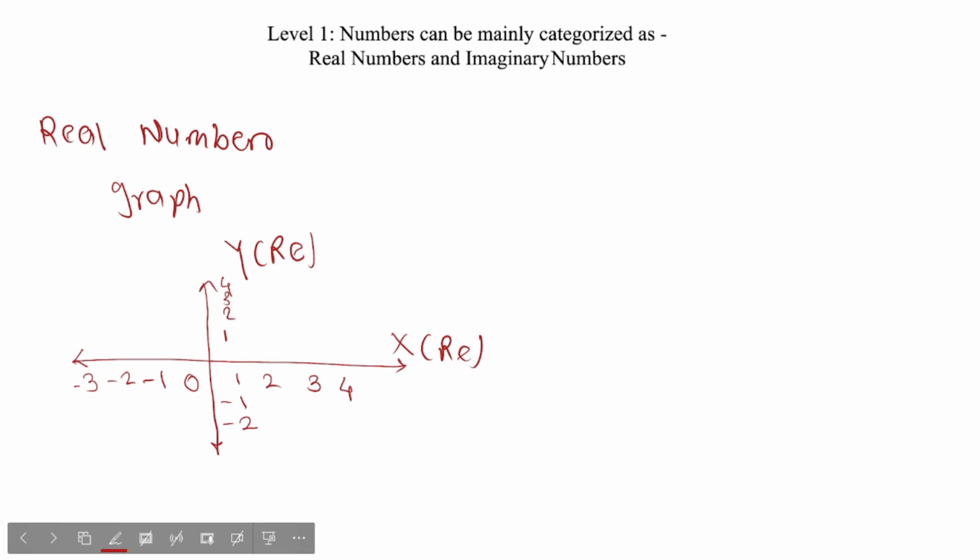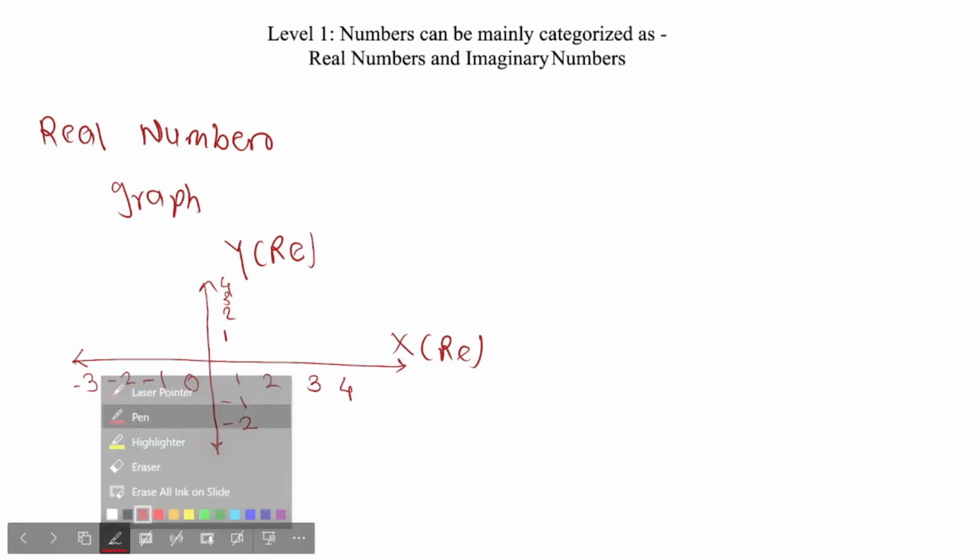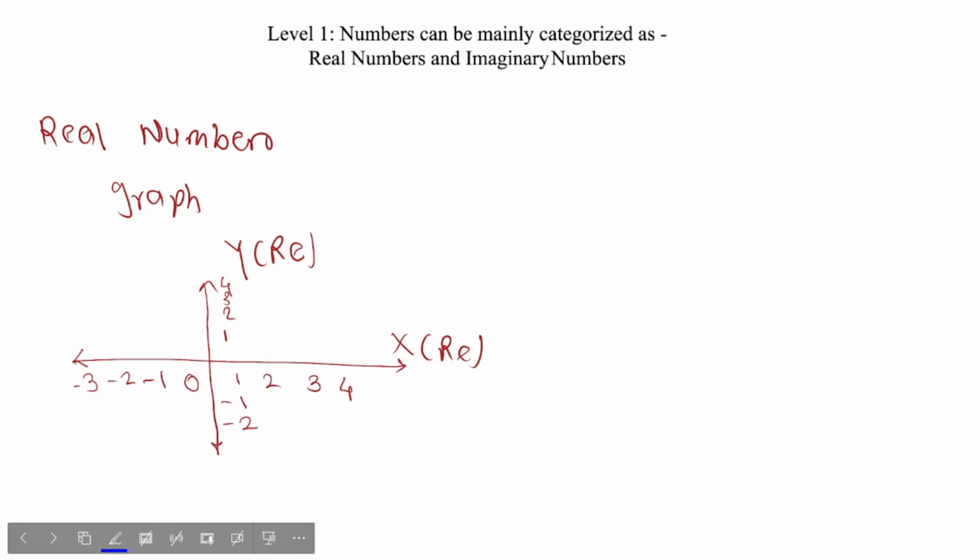So that is the main purpose of a graph. In the real number system graph, we have all the real values, and real values are always indicated with the word Re. Just keep this in mind: real values are always indicated with Re. Similarly, imaginary numbers are also plotted on the graph.